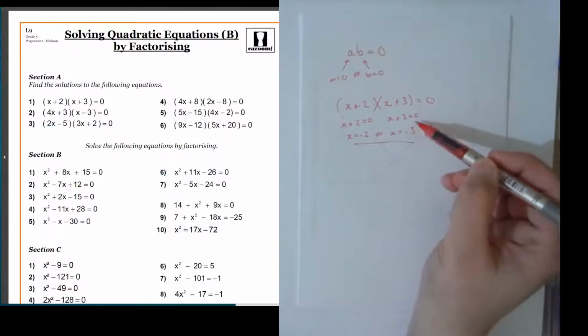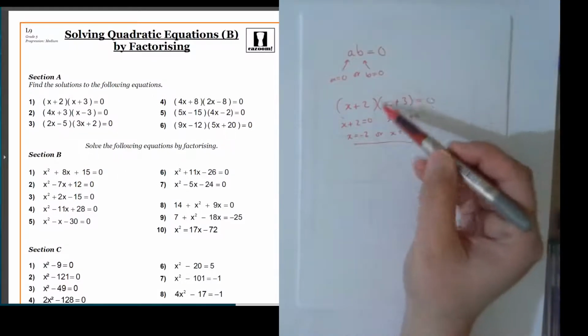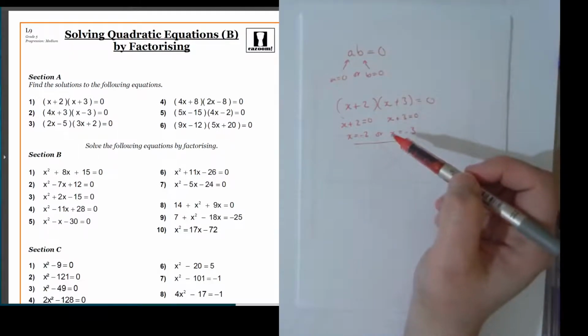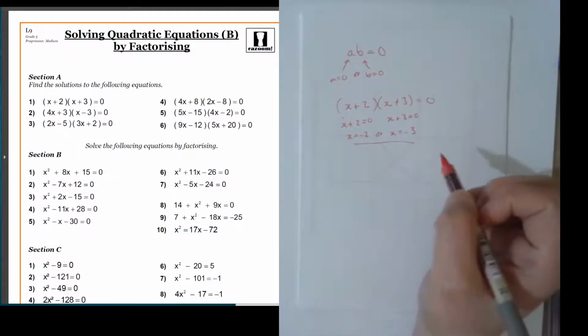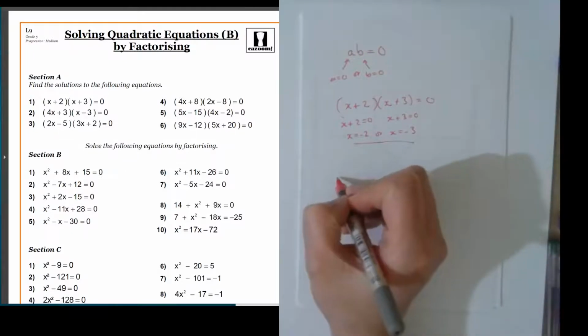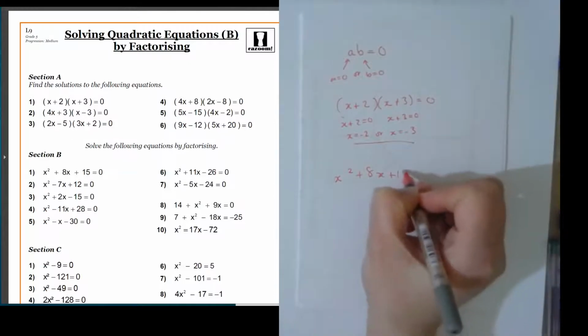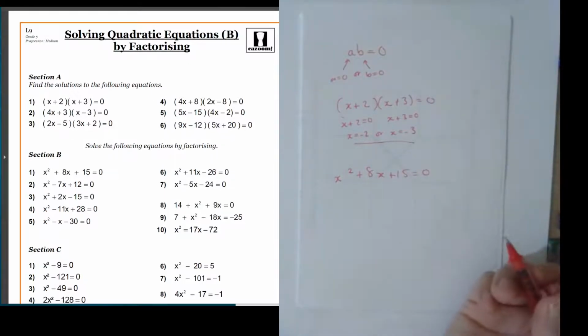So this would be your answer. That wouldn't be your answer. That would be working out. That would acknowledge that you understand this would have to equal 0. Hopefully that makes sense. I'm not running through the factorizing today, but you guys are pretty good at it. So let's just look at one of these. This one hasn't been factorized, so you would have to factorize it.